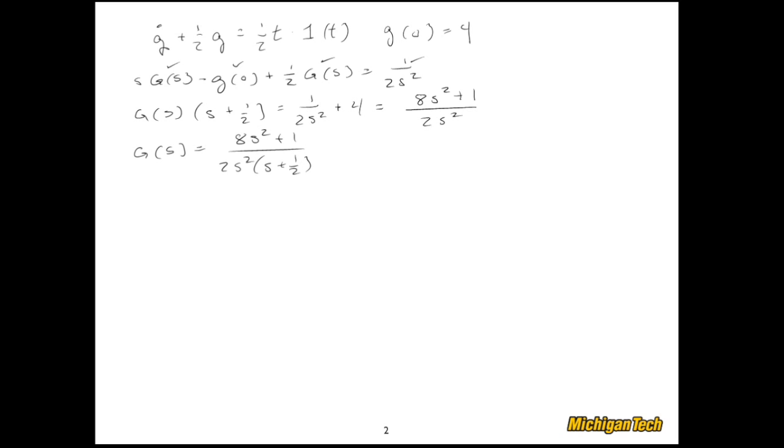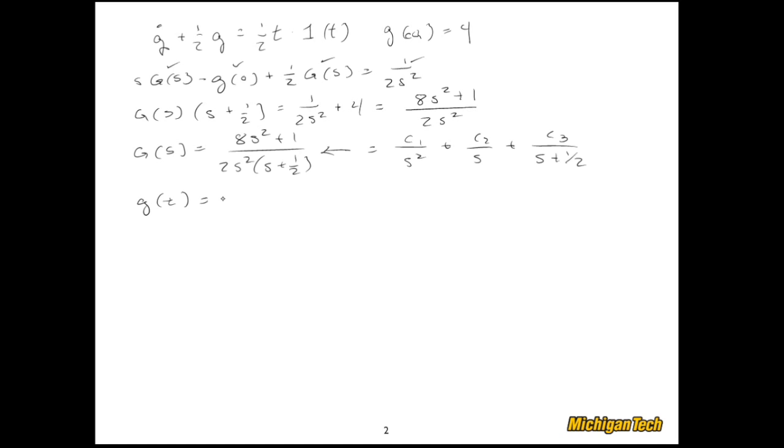I'm pretty close to being done. Once you have this function, it's really easy to use something like MuPAD or Maple or Mathematica to take the inverse Laplace transform of this and get the answer. Since we are doing this by hand, the next step would be to do a partial fraction expansion. If we do that, we would get c1 over s squared plus c2 over s plus c3 over s plus 1/2. Another wonderful thing happens at this point. I actually know the solution now.